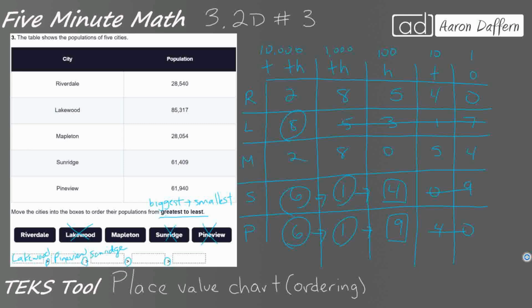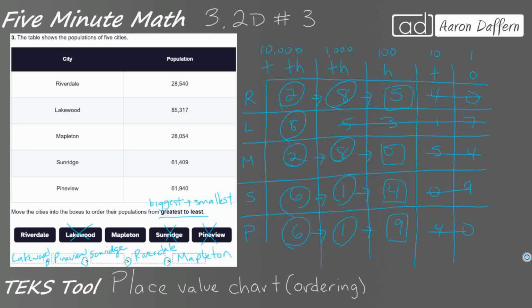So I've only got 2 left, and they both have a 2 in the 10,000s. All right, so let's move to the thousands place. They both have an 8. They both have 28,000. Which one's bigger, the 5 or the 0? Finally, I've got a 5. So my Riverdale has a 5 in the 100 spot. That's bigger than my Mapleton, which is a 0 in the 100 spot. So I don't need to look at anything else. And then I can finish this out with a Mapleton.